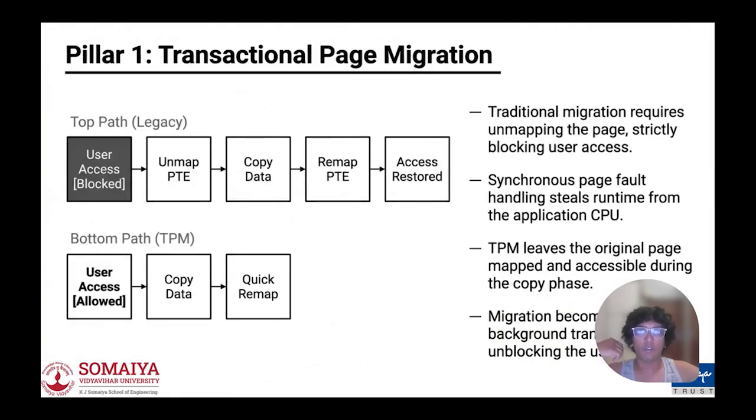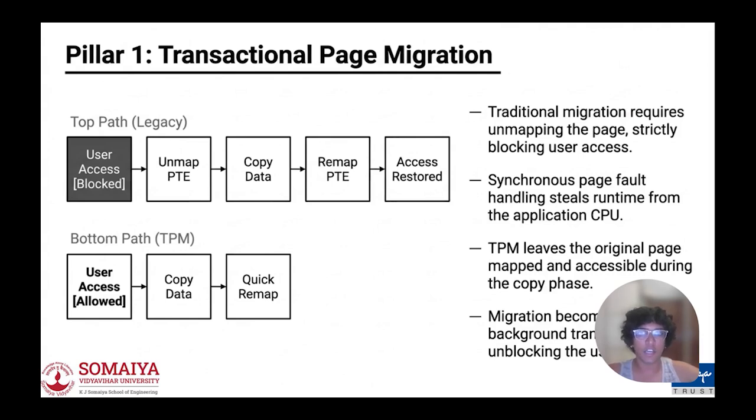Let me walk through how TPM actually works, because the contrast with legacy migration is really stark. In the legacy approach, top path here, the migration starts and the page is unmapped. The application can't access it. The OS copies the data, then remaps. The user is locked out the entire time. TPM flips this. The page stays mapped and accessible throughout the copy phase. The application keeps running, accessing the page from slow memory if needed. Only at the very end, after the copy is done, is there a quick atomic remap to point to a new fast tier location. So instead of a hard block, you get a brief atomic swap at the end.